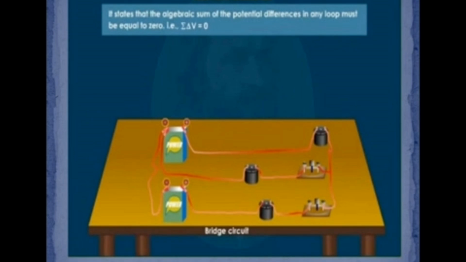The algebraic sum of potential in any loop is also taken as summation of delta V equal to 0. That means we are adding all the potentials of the cells. Just as we add the total current, in the same way we will add the total potential.